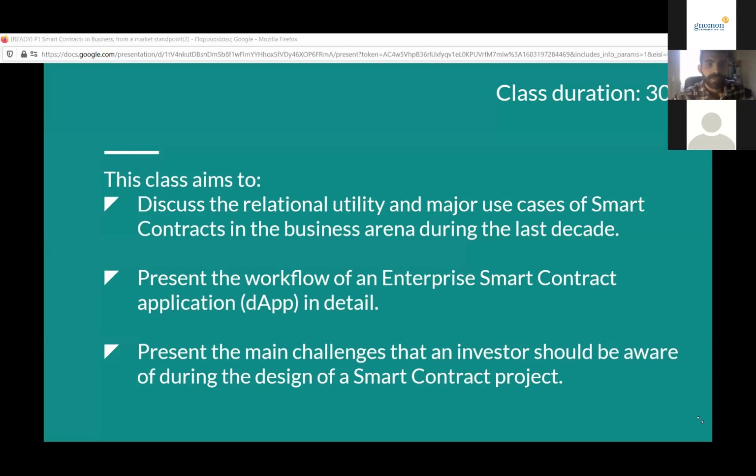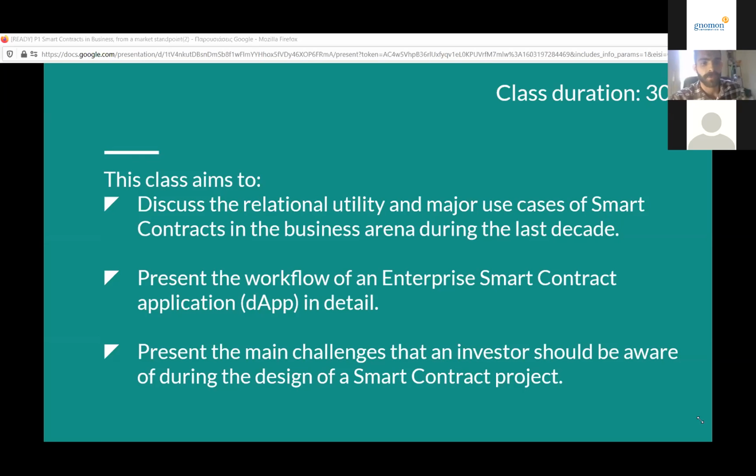Very briefly, this course aims to discuss the relational utility and the major use cases of smart contracts in the business arena during the last decade. By the last decade, of course, we mean that smart contracts may exist as a theoretical concept since 1994 from Nick Szabo, but became a real-life tool since Ethereum, and by saying Ethereum we mean the creator, Vitalik Buterin, who utilized them.